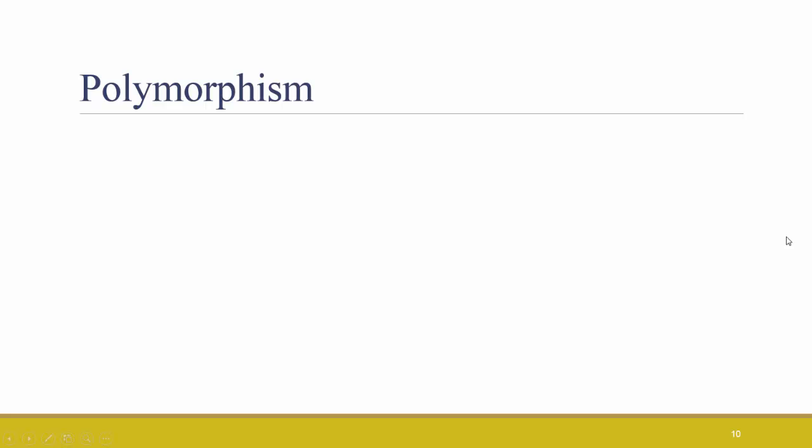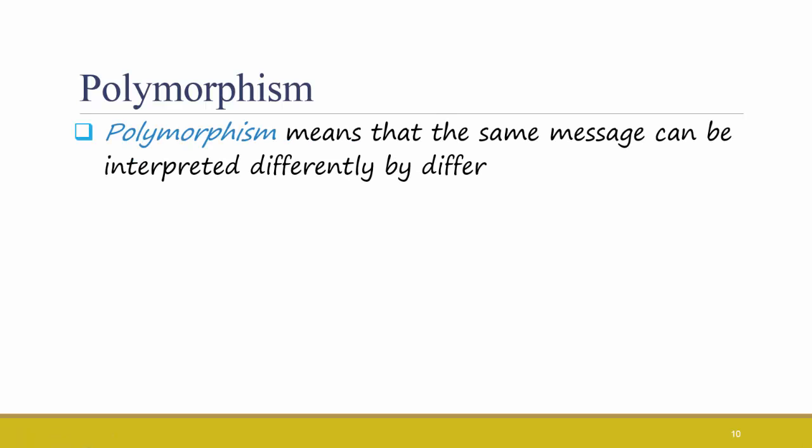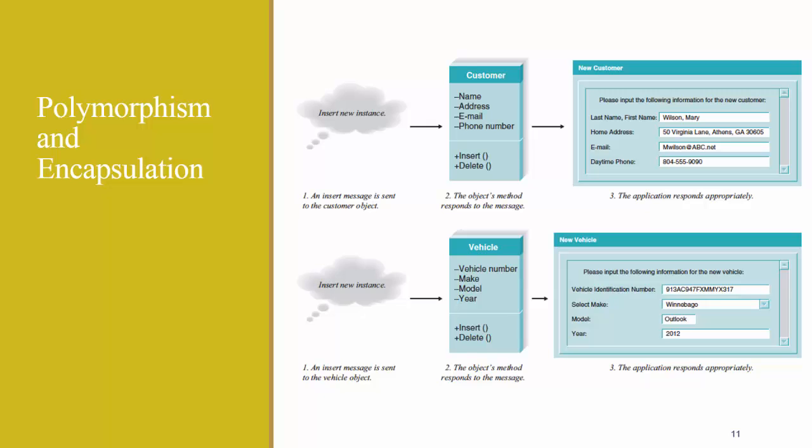The third and final key concept of the object-oriented approach is polymorphism. Polymorphism means that the same message can be interpreted differently by different classes of objects. For example, if we have the message insert a new instance, the customer class will interpret that to mean insert a new instance of a customer. The vehicle class will interpret that same message to mean insert a new vehicle.